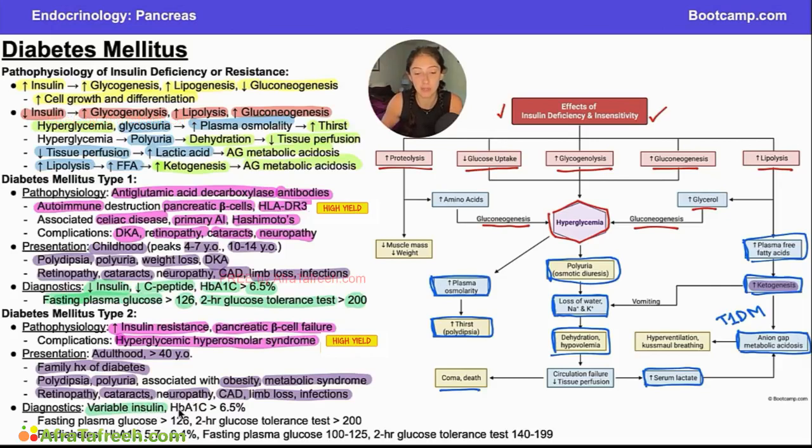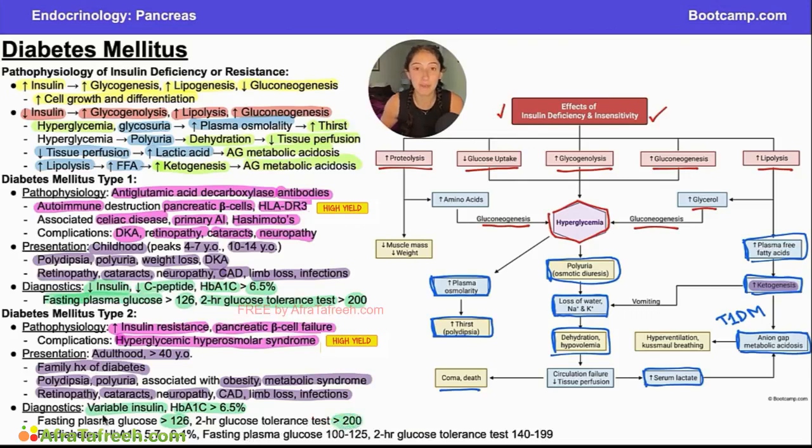So that's why I put variable levels of insulin, because it depends kind of where you are in this disease trajectory. However, your hemoglobin A1C should always be above 6.5. This is diagnostic of diabetes type 1 or type 2. Your fasting plasma glucose, again, greater than 126, and your 2-hour glucose tolerance test greater than 200.